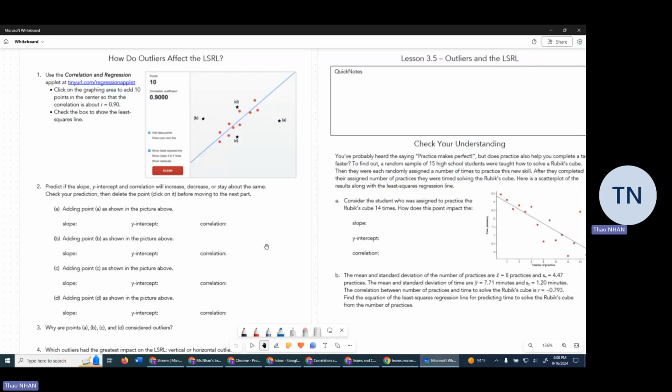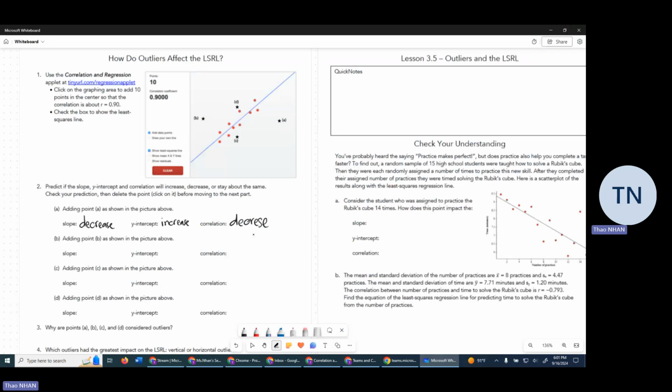So let's go over here and write what we observe. So the slope is tilting less, right? So the slope will decrease here. The y-intercept increases actually. That's what we saw. And the correlation will also decrease here.